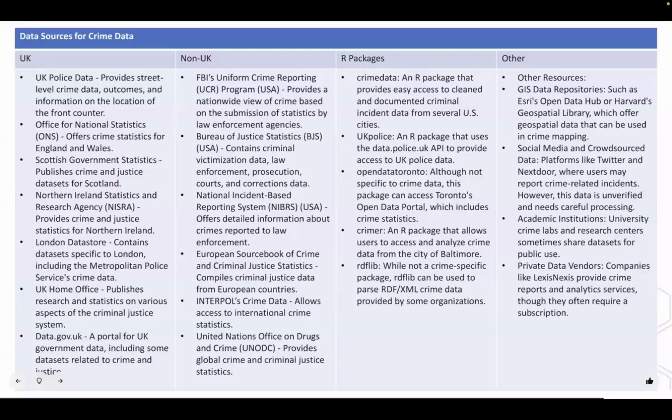I believe it's America. Yeah. But yeah, here's just a list of some crime data sources for those who are interested.